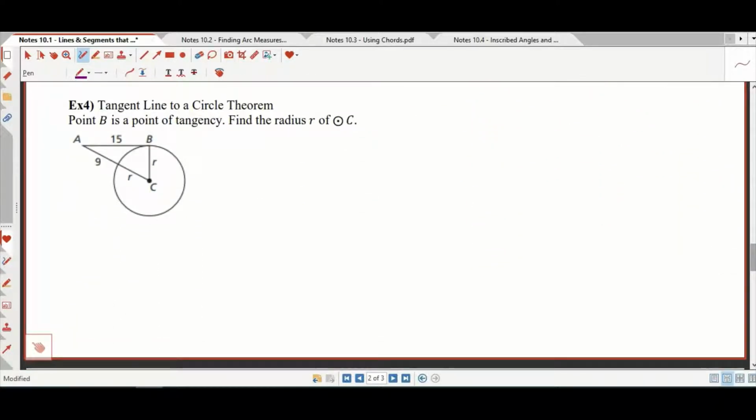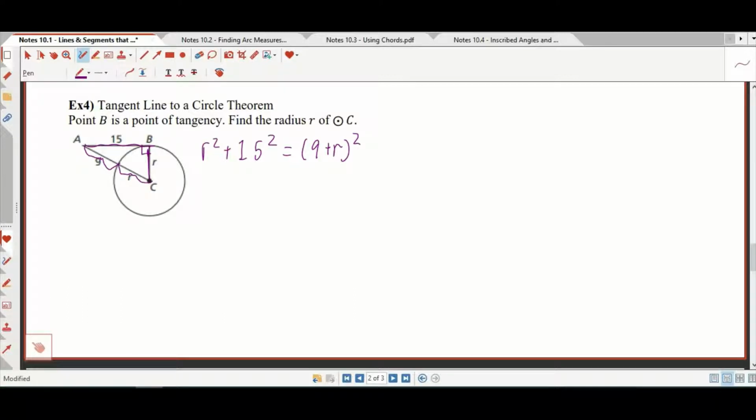Tangent line to a circle theorem. If point B is a point of tangency, find the radius. Now we know that this is a right angle because we're told that it is a tangent line. So that means we're going to solve this right triangle. You might be saying, wait a minute, the hypotenuse is shorter, but it actually isn't. This distance is 9, and this distance we don't know. So what we're asking is this leg, r squared, plus this leg, 15 squared, equal to this whole leg, which is 9 plus r, squared.